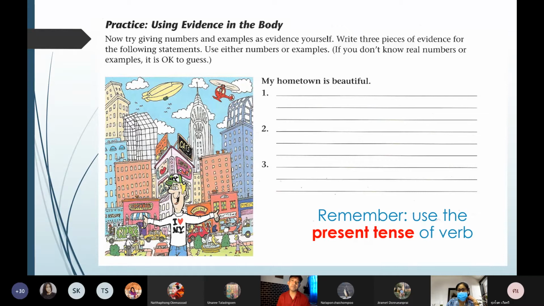So number one, let me just repeat it. My hometown is beautiful because it has clean air. It has less pollution and it has fewer cars moving in the city and in the suburbs. So the evidence: fewer cars, less pollution. Less pollution meaning less of the dark or the black air. Next one, number two: my hometown is beautiful because it has many tourist spots.